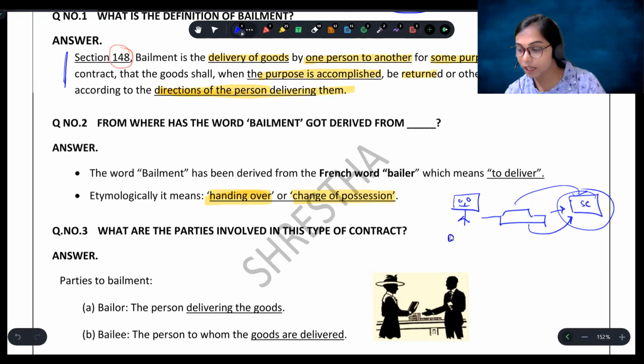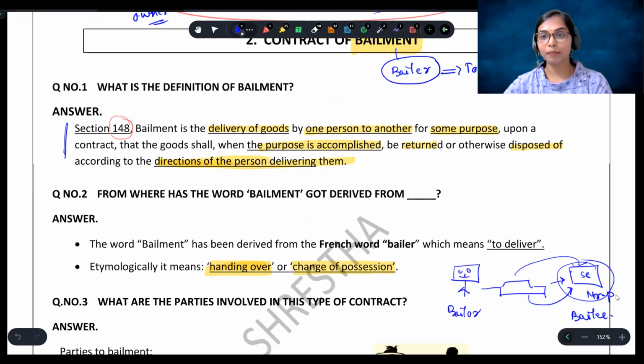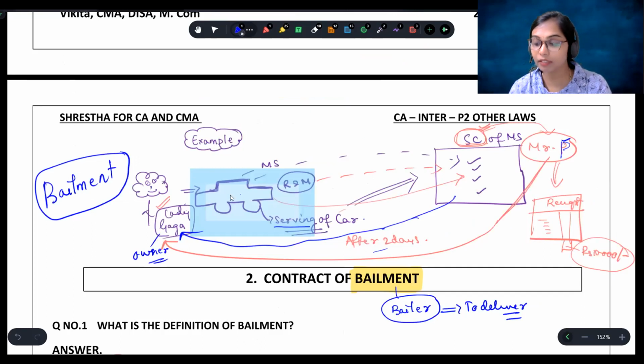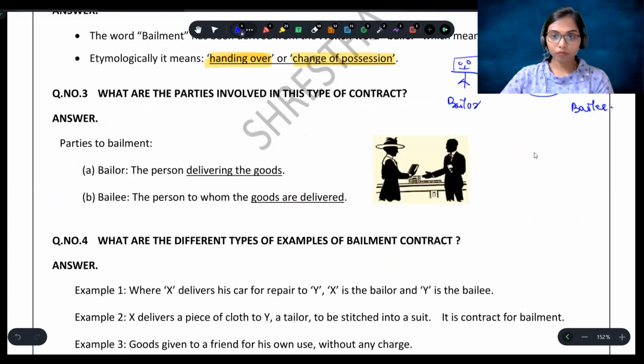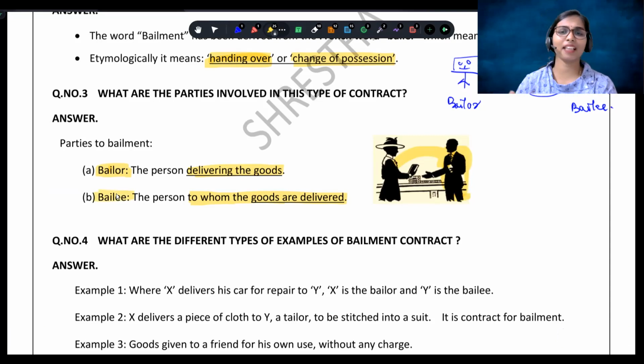Who is the bailer? Lady Gaga is the bailer, and the service center, Mr. P, is the bailee. Mrs. Gaga has delivered the goods to the service center. This person is the owner, the bailer, and this party is the bailee. The person delivering the goods is the bailer; the person to whom the goods are delivered is the bailee. Bailer means the person giving the goods, and the bailee is the person receiving the goods. Done? Now coming to some different, very nice examples.